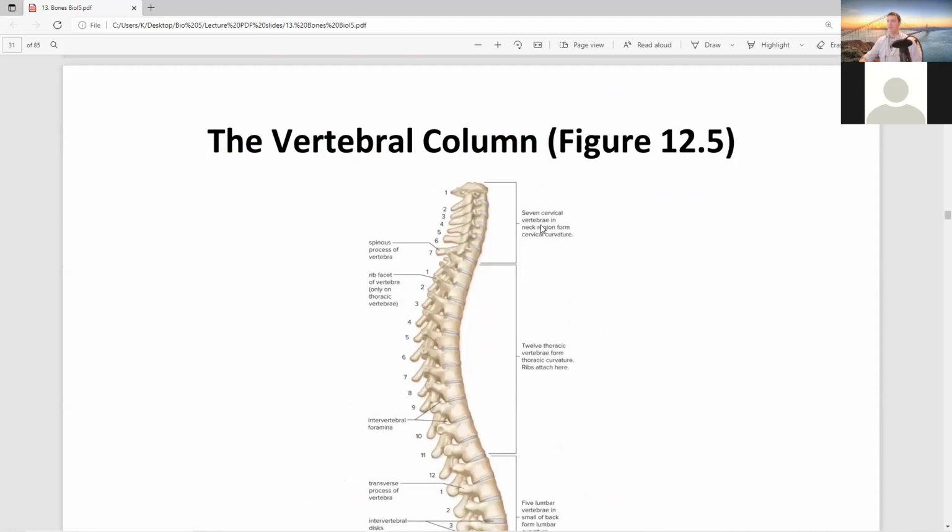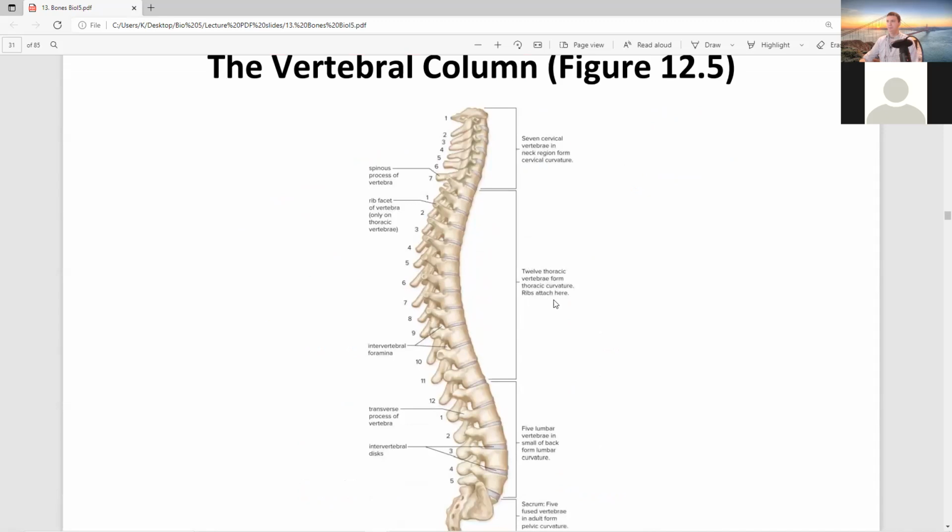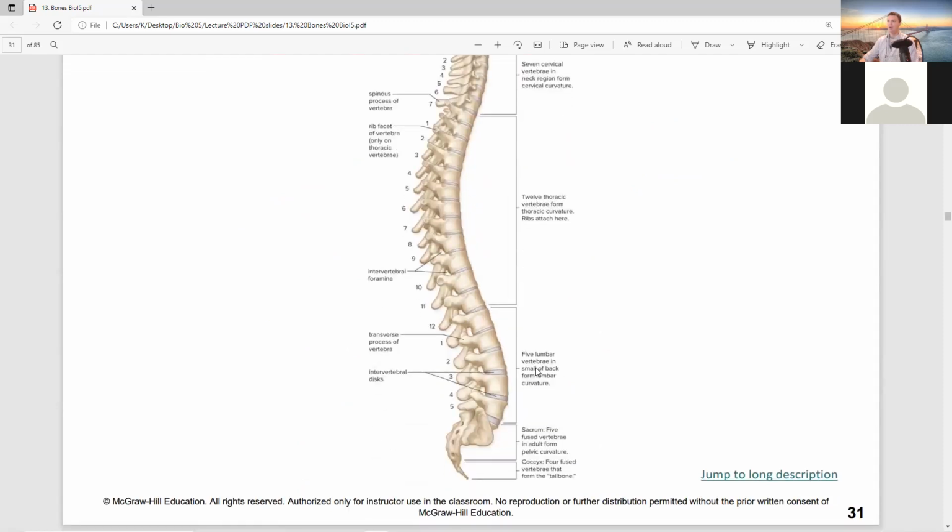So we have 7 cervical vertebrae in the neck region, which form the cervical curvature. We have 12 thoracic vertebrae, which form the thoracic curvature. This is where the ribs attach. Then we have 5 lumbar vertebrae, larger in the lower back, which form the lumbar curvature. Then we have the sacrum, which is 5 fused vertebrae in adults and forms the pelvic curvature. And then we have the coccyx, which is 4 fused vertebrae that form the tailbone.